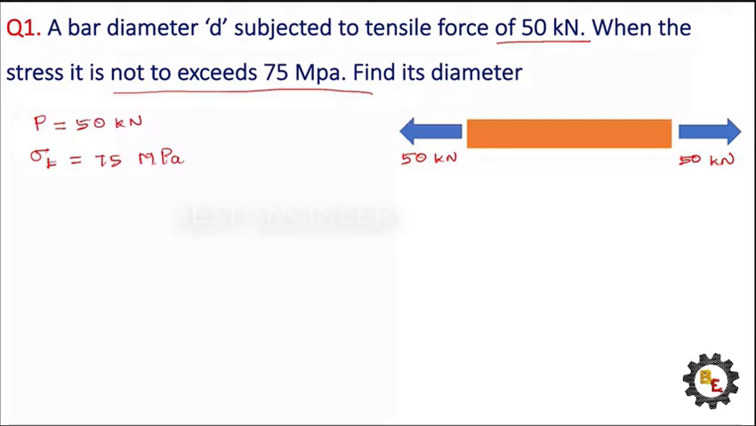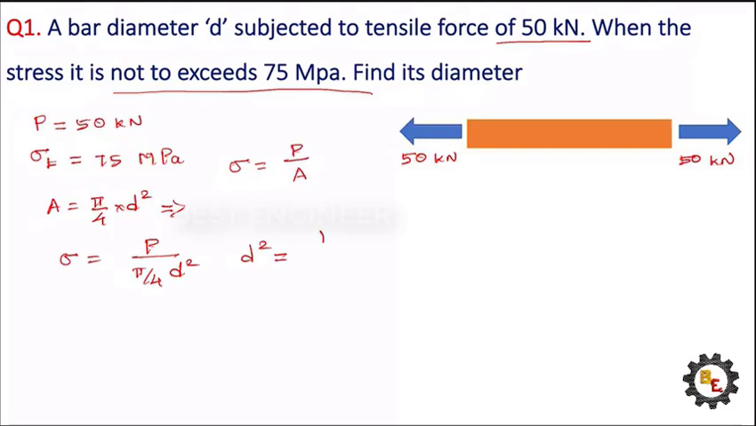We know the formula: stress equals load by area. Now substitute here. It's a circular rod, so area equals pi by 4 into d square. Stress equals P divided by pi by 4 d square. Now d square equals 4P divided by pi into sigma t, the tensile stress. So 4 into 50 into 10 power 3 divided by pi into stress 75 megapascal.